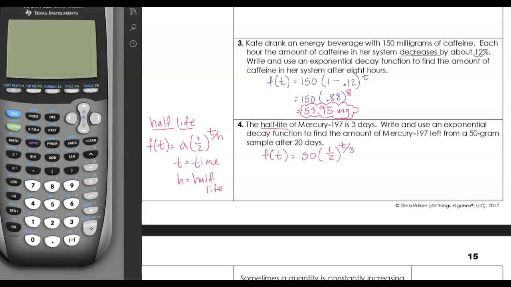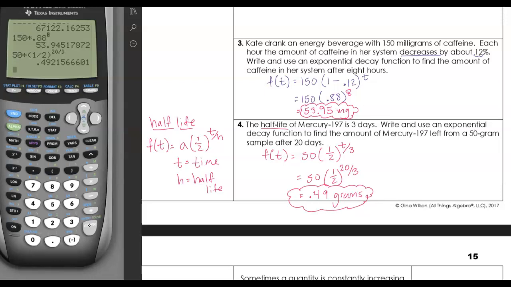Okay, so we substitute it in for t. And then we just take this and we plug it into our calculator. Whoops, oh my God, what's going on? Raised to 20 divided by 3. And we have 0.49 grams remaining after 20 days.